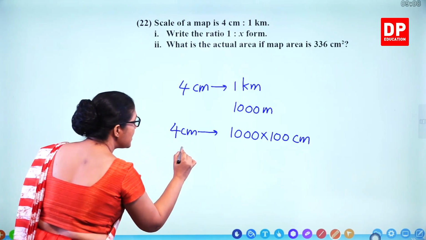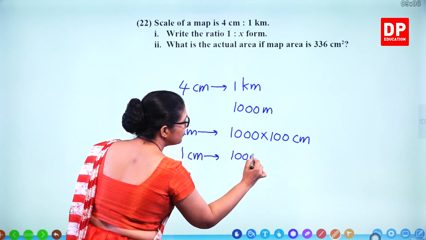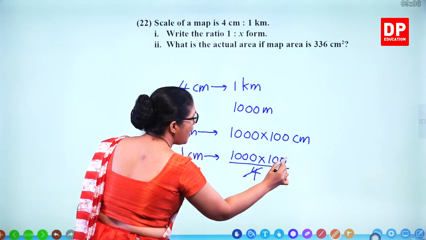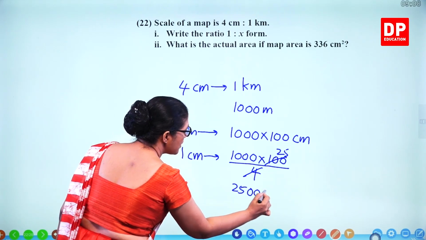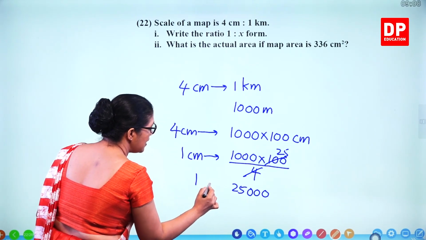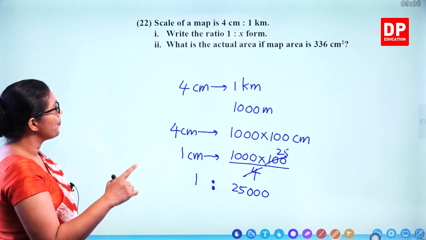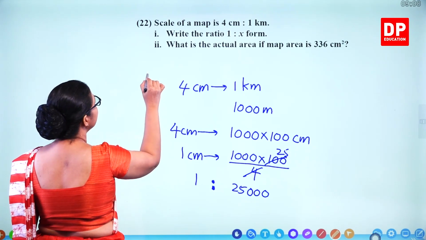So what is 1 centimeter? Divide by 4. 100 divided by 4 is 25. And you get 25 with 3 zeros is 1 centimeter. That means both are in centimeters. You can write as a ratio. 1 to 25,000. That's the first part.